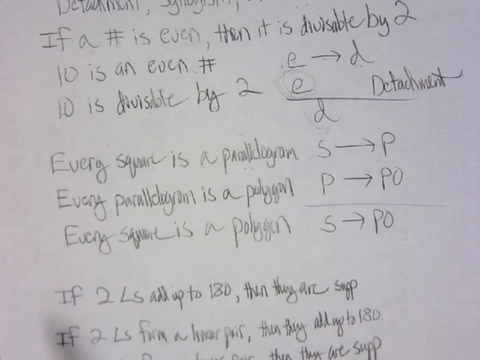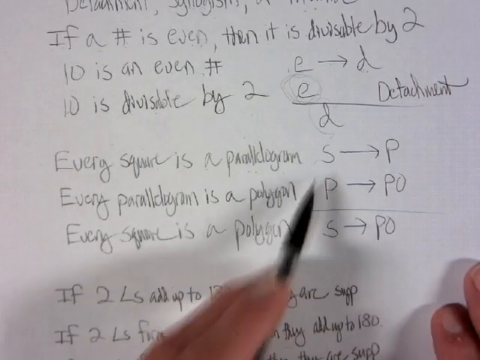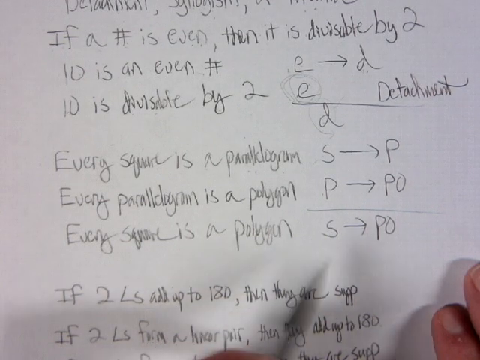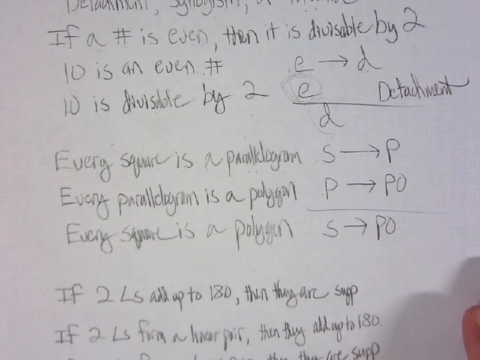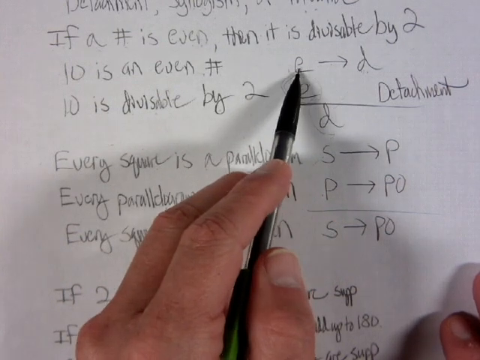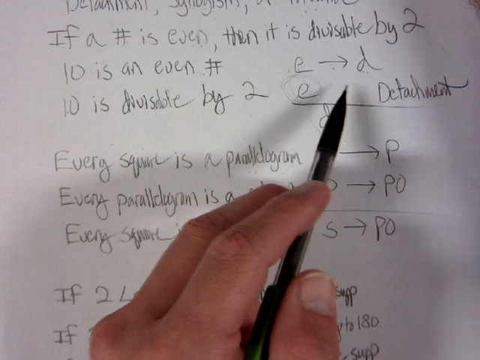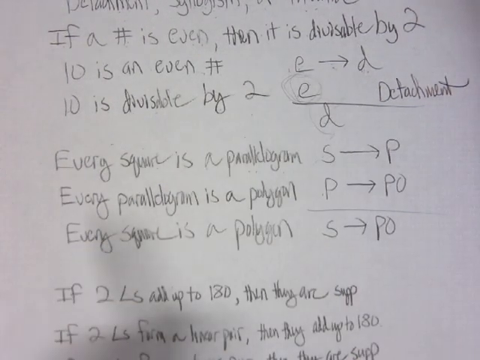So if you're looking at a pattern that has three conditional statements in it, you know that the answer cannot be detachment. Likewise, if you have a scenario where you've got one conditional statement, you know the answer cannot be syllogism. So that's kind of how it works.